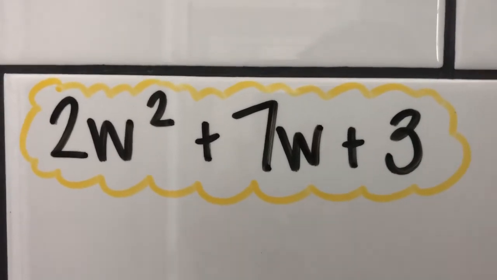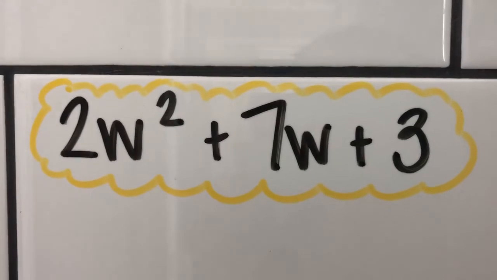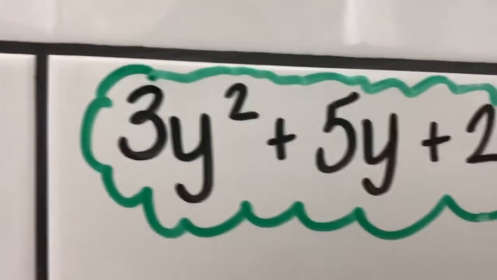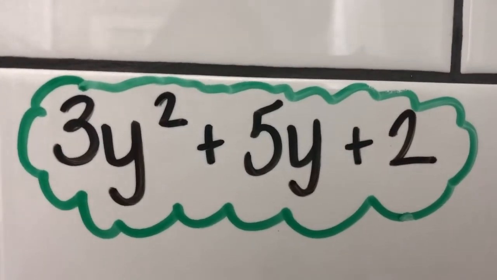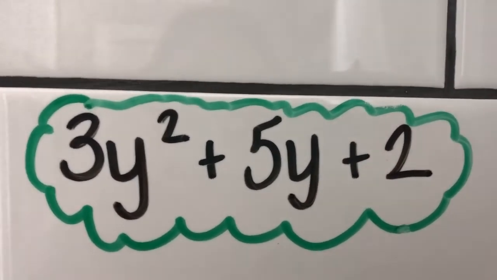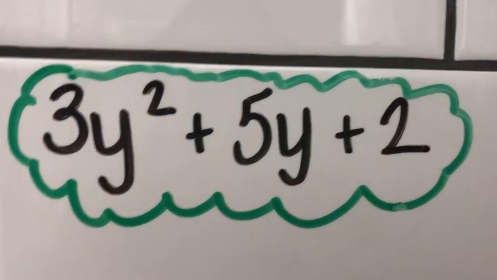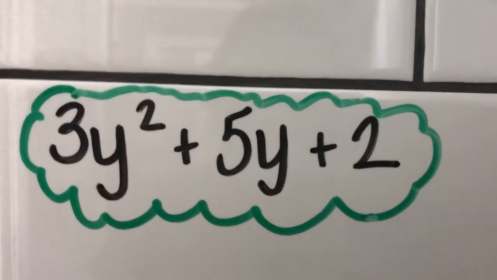2w squared plus 7w plus 3. And then the one on the bottom right, up in green here, I have 3y squared plus 5y plus 2. So you guys can pause your video at home now, try those two on your own.